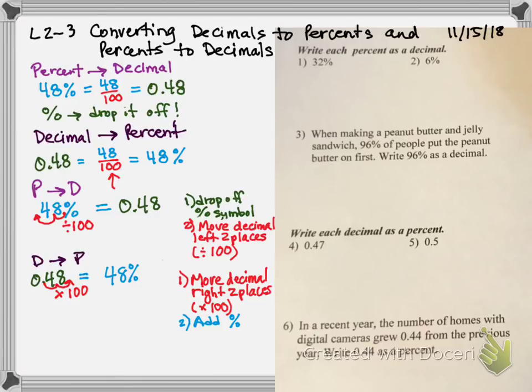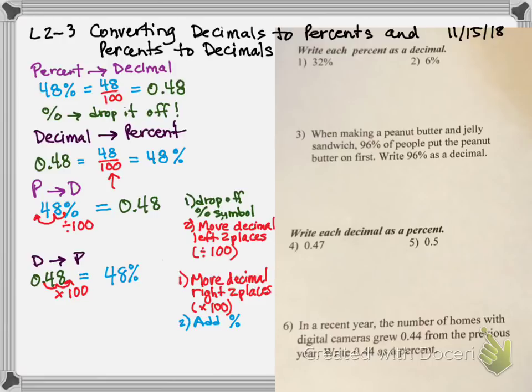I can either go through a fraction to get me to my final answer, or I can just go ahead and move the decimal either right or left depending upon what number I start with. Okay? So up to you to decide how you want to do that. So let's go ahead and do some of the problems here. So we've got each percent as a decimal. So what I'm going to do is demonstrate the shortcut way on the bottom half.